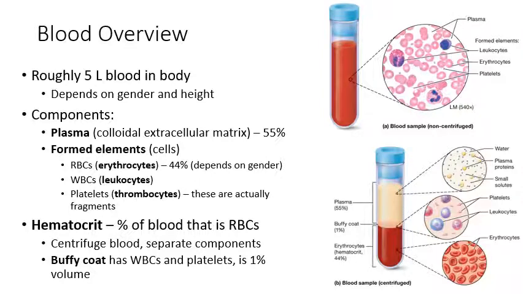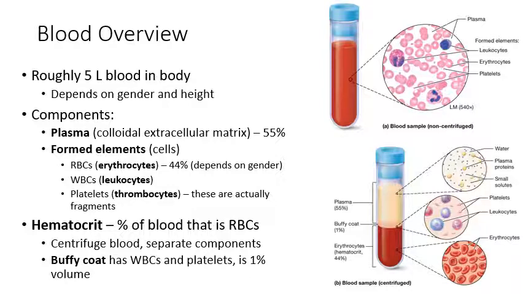So now we'll go over the different components of the blood. Overall, you have about 5 liters of blood in your body, although that number varies depending on how tall you are and what your gender is. Basically, the bigger your body is, the more blood you're going to have.